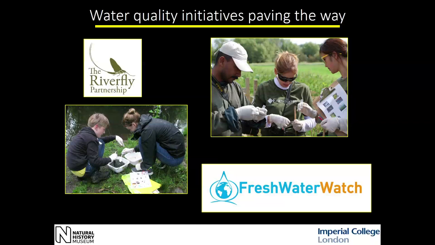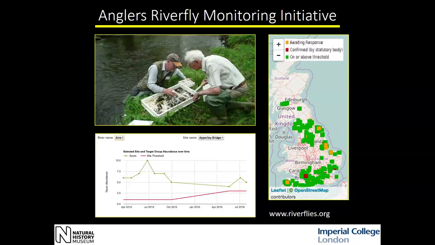And water quality monitoring initiatives, as Ian has shown us earlier, have been an integral part of the citizen science landscape for a very long time. Citizens are already using quite complex monitoring protocols, including macroinvertebrate indices to assess water quality. The Anglers Riverfly Monitoring Initiative provides a very good example of that. It was launched as part of the Riverfly Partnership Scheme, which was launched in 2004, and has about 100 different groups involved in trying to learn more about rivers and protect them from degradation.